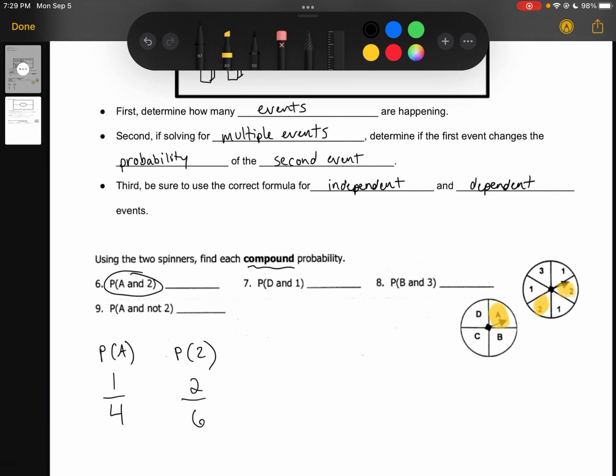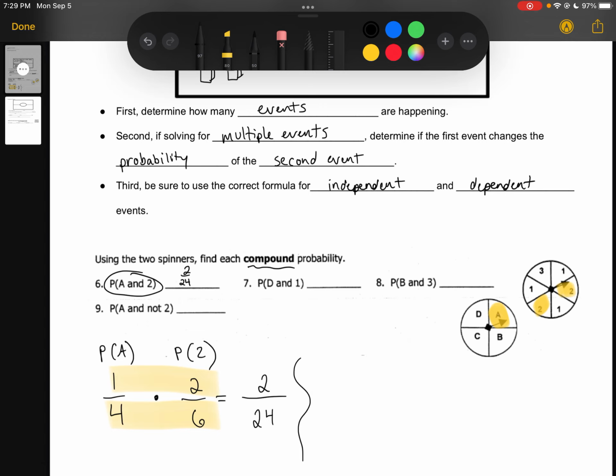And specifically for a compound probability, what we're going to do is we're just going to take the two independent probabilities and multiply them. So when we do that here, what we're going to see we end up with is top times top. So straight across here, 1 times 2, get 2. And then on the bottom, bottom times bottom again, so 4 times 6, and that'll get us 24. You're welcome to simplify that to 1 over 12, but we're also just as happy with 2 over 24.